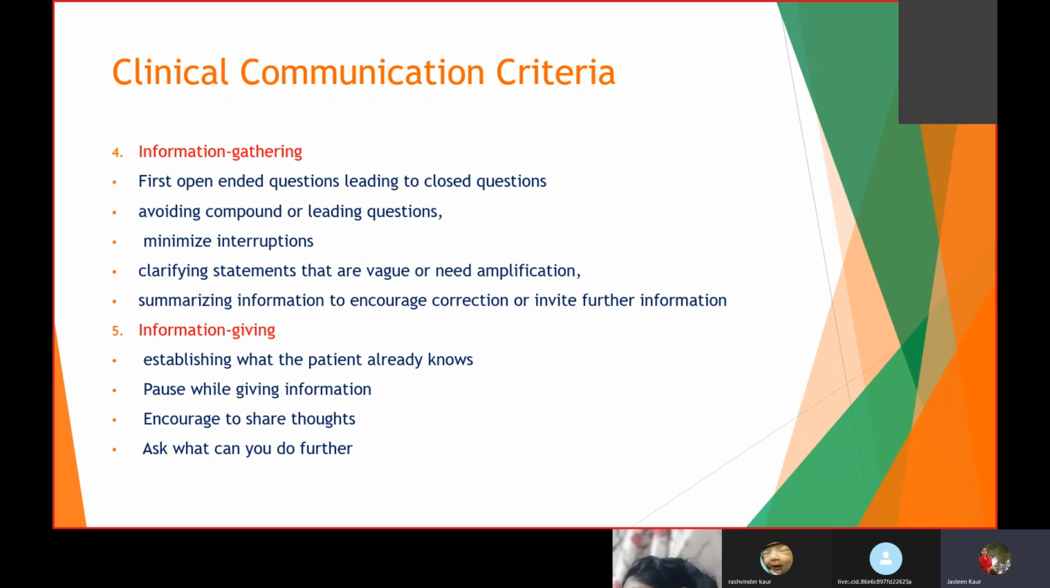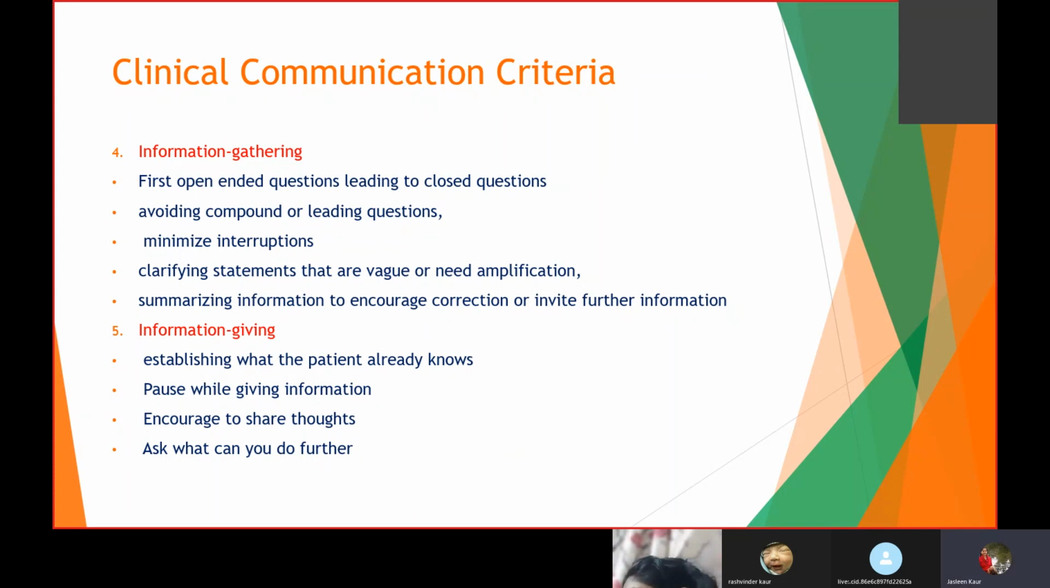Now, the fourth point is information gathering. I'm just going through a superficial overview of it. I'm not going into detail because I will take a separate session on each one of these modules, so that you can understand it in a better way. So, information gathering: how do you ask questions to the patient?